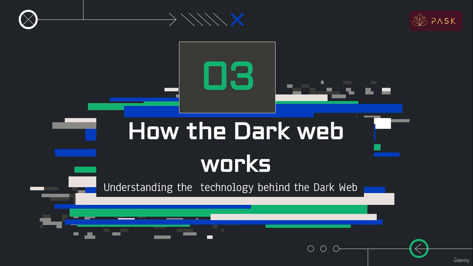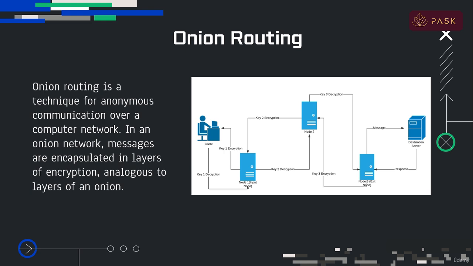At the heart of Tor is a technique called onion routing, which allows users to visit websites without revealing their true identity, IP address, or physical location.